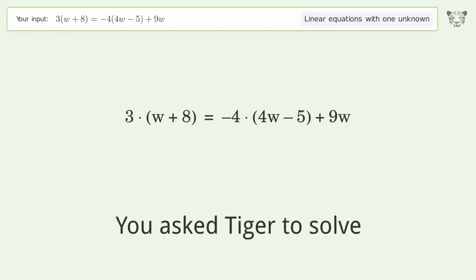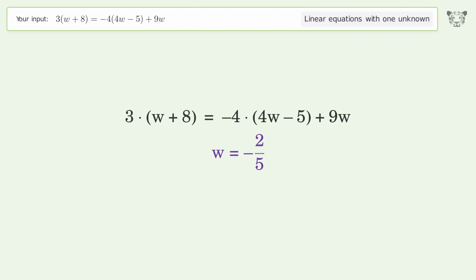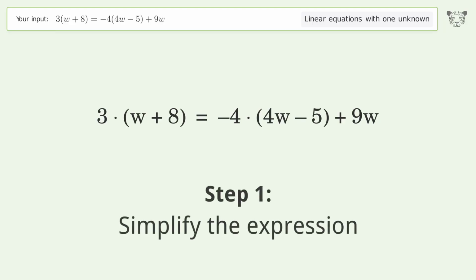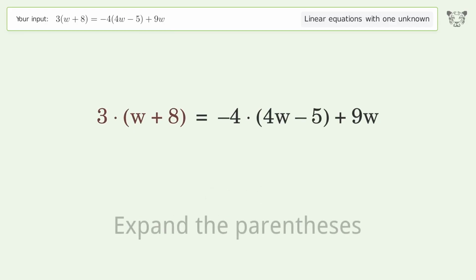You ask Tiger to solve. This deals with linear equations with one unknown. The final result is w equals -2/5. Let's solve it step by step. Simplify the expression. Expand the parentheses.